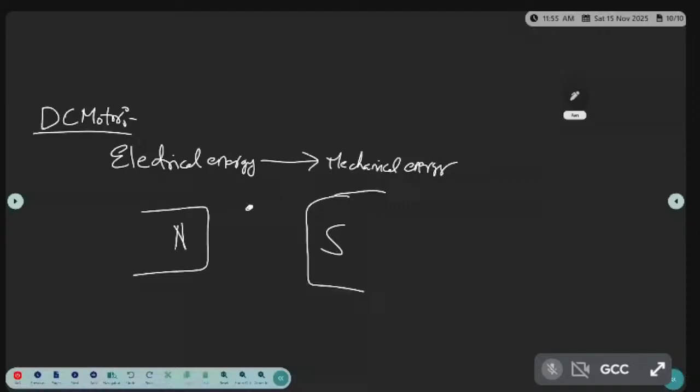Here I am applying the voltage. I am giving electrical energy as the input. Electrical energy input means this conductor already carries the current. Electrical energy input means electrical supply is available. What is the meaning of supply is available? The conductor carries the current.